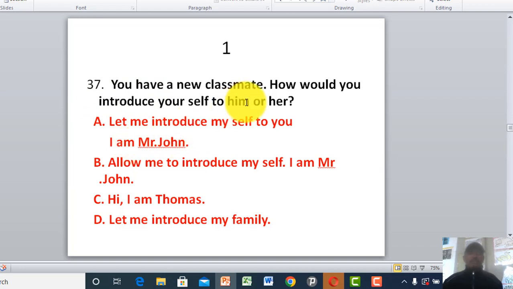Let me introduce myself to you, I'm Mr. John, a new classmate. No. Allow me to introduce myself, I am Mr. John. No. I'm Thomas, right? Hi, I'm Thomas. Let me introduce my family. No. So the answer is what? Hi, I'm Thomas. This is the appropriate informal way of introducing oneself.